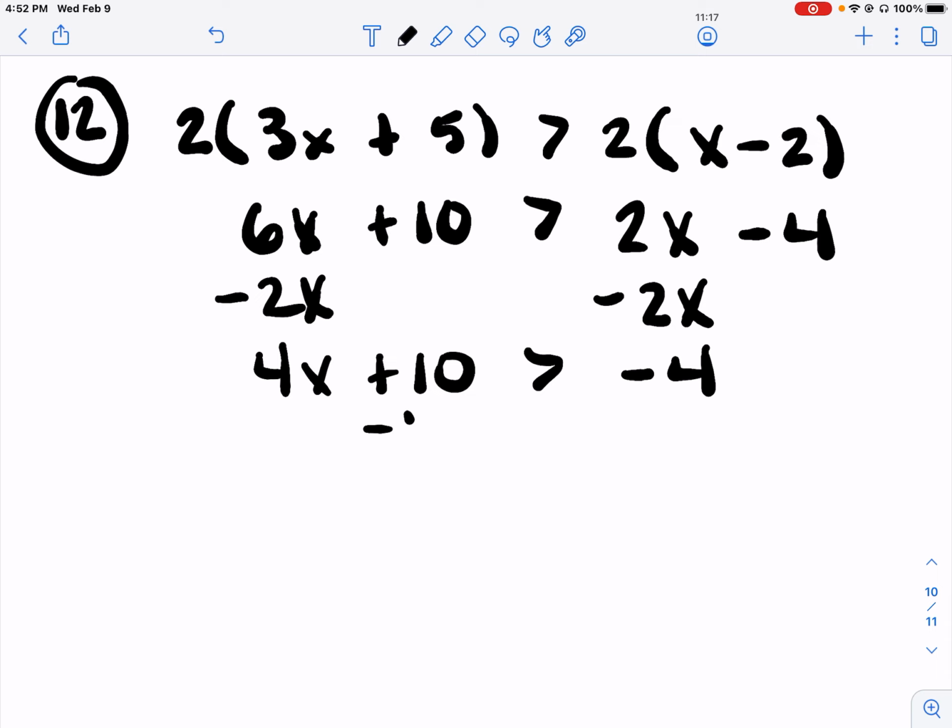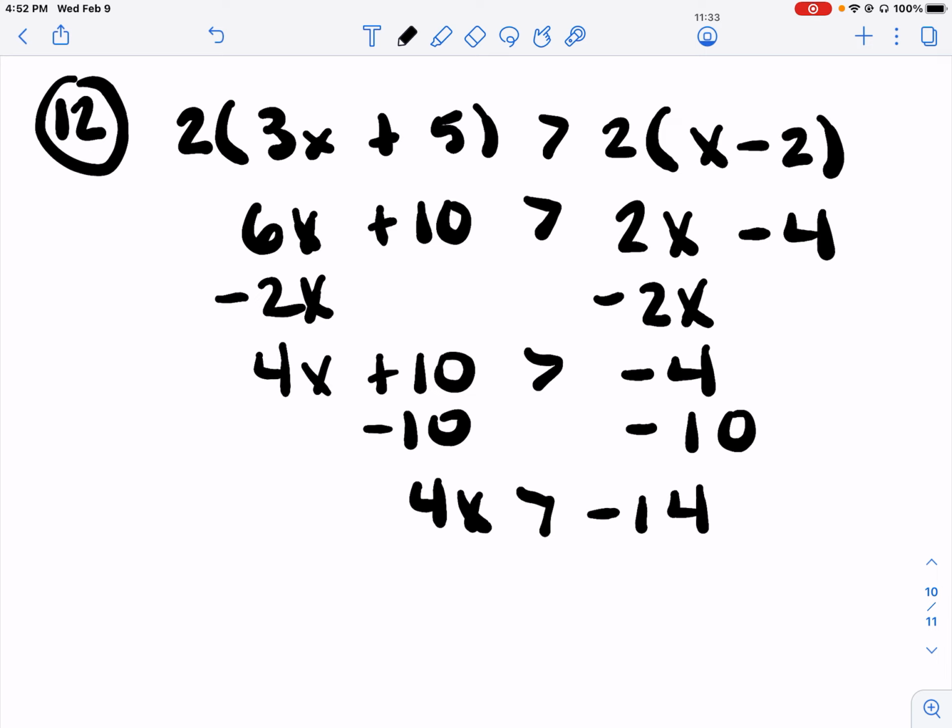We need to minus 10 to get x by itself. Negative 4 minus 10, the signs are the same, so add. Okay, we subtracted, so our symbol stayed the same. Okay. Divide.